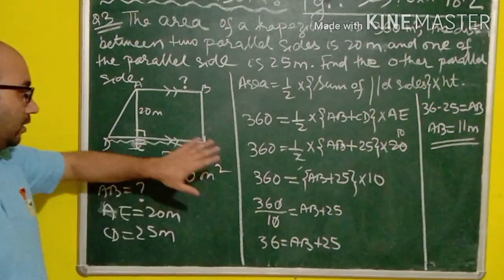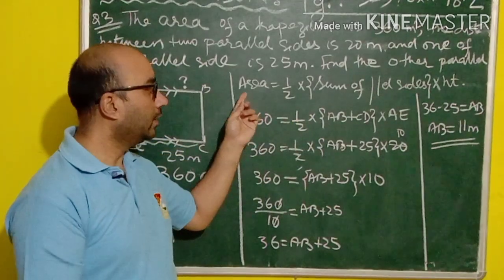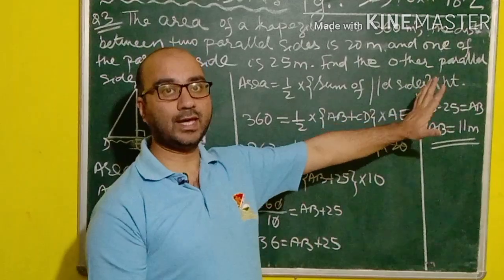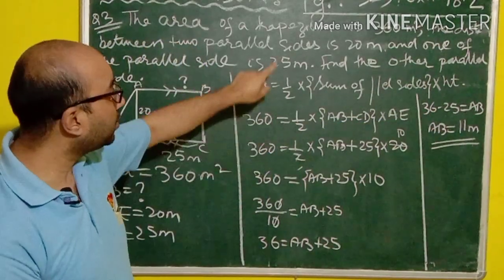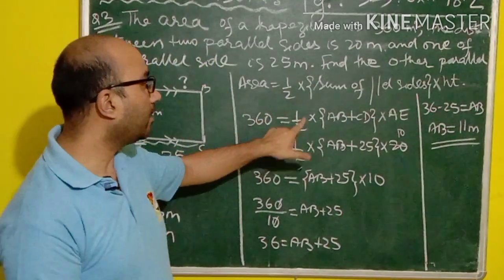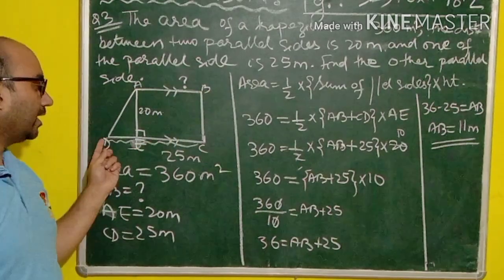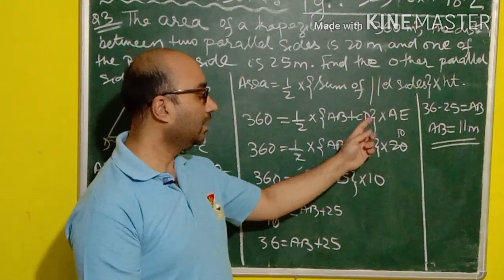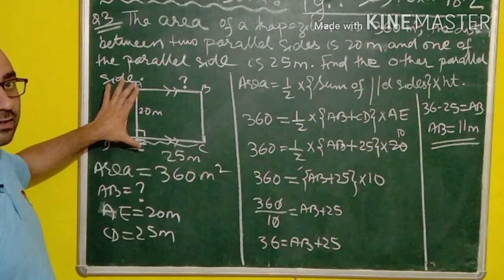Now once the figure is clear to you, let us go for the calculation. We know the area of a trapezium is given by half into the sum of the parallel sides into the height. The area given in the question is 360 meters square, which is equal to half into the sum of the parallel sides. What are our parallel sides? AB and CD. AB plus CD into height. The height is AE.